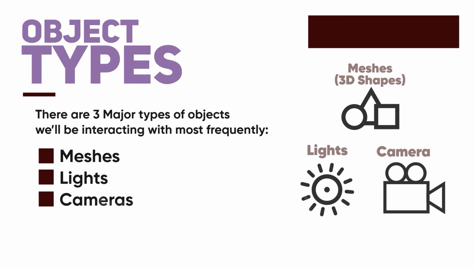However, there are three major objects that you will be interacting with the most over the course of this tutorial, and those are 3D meshes. A mesh is just a fancy name for a 3D shape. We'll go into details of why it's called that later. We also have lights, and we'll have cameras. So those are the three major types of objects that we will be interacting with over the duration of this course.